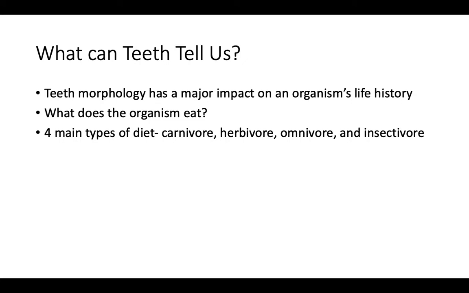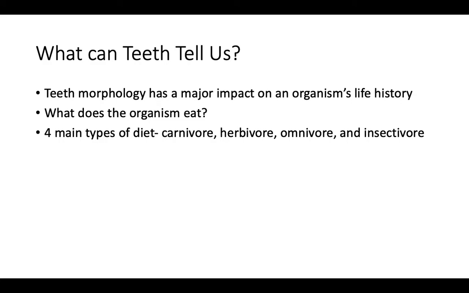So they have a major impact on an organism's life history. They tell us what the organism eats generally. There are 4 main types of diet that we will go into. There are carnivores, which are meat eaters; herbivores, which are plant eaters; omnivores, which are generalists, they'll eat both, they don't care; and insectivores, which is basically a type of carnivore, and they specialize in insects.